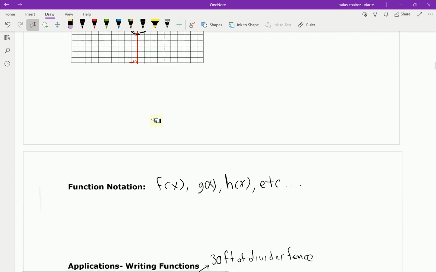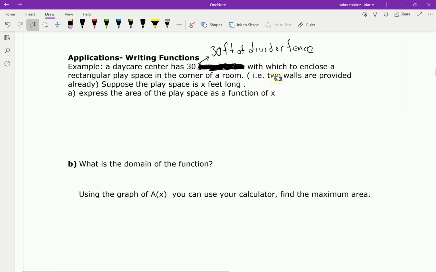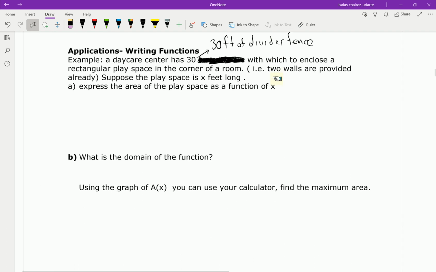All right. So function notation, we've already been using it. It's things like f of x, g of x, h of x, etc. What it means is that you think of the x as the input, the thing that goes into a little machine called f. All right, so let's get into some applications here. Let's write some functions, and let's use function notation.